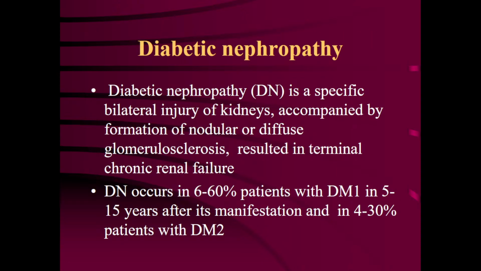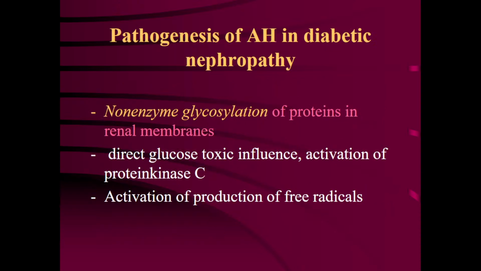Diabetic nephropathy. Some words about such complication of diabetes. It's a specific bilateral injury of kidneys accompanied by formation of nodular or diffuse glomerular sclerosis, resulting in terminal chronic renal failure. And diabetic nephropathy occurs in 6 up to 60% of patients with diabetes mellitus type 1 in 5 to 15 years after its manifestation, and in 4 up to 30% of patients with diabetes mellitus type 2.